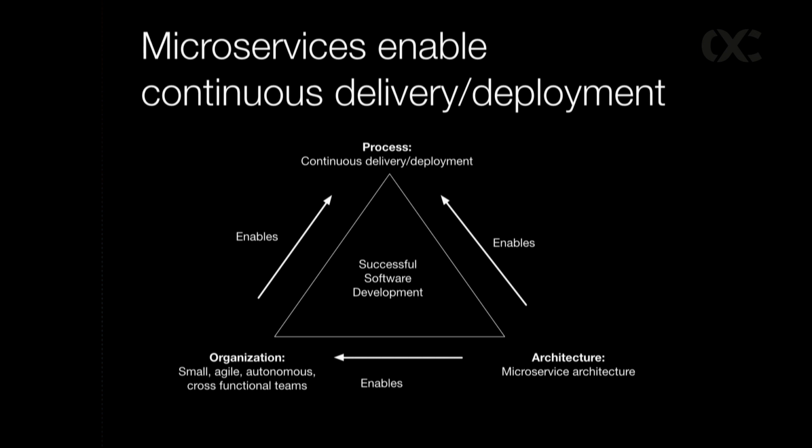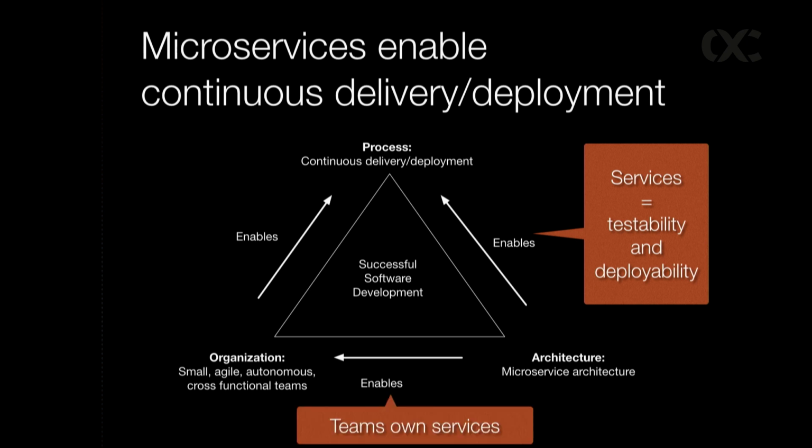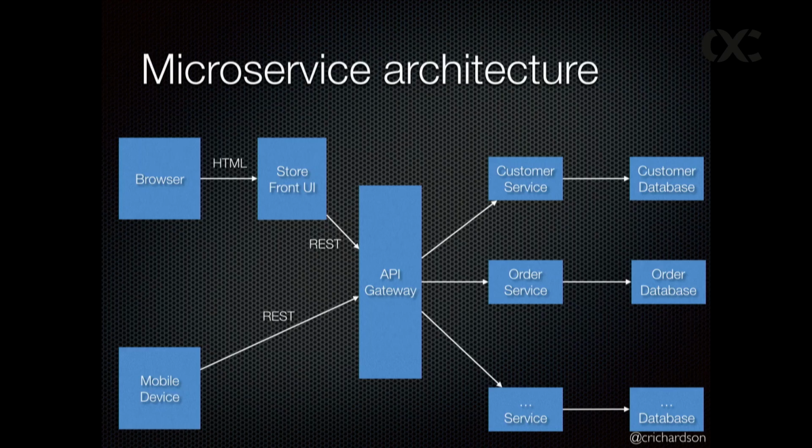The reason you want to do that is because the microservice architecture gives you the testability that you need to do continuous delivery and deployment. By decomposition, you have services that are easier to test. They can be tested in isolation. It also gives you the deployability as well. You can deploy each one independently without coordination. And it also facilitates the autonomy of small, nimble teams. Each team owns one or more services. Anyway, that's the background.